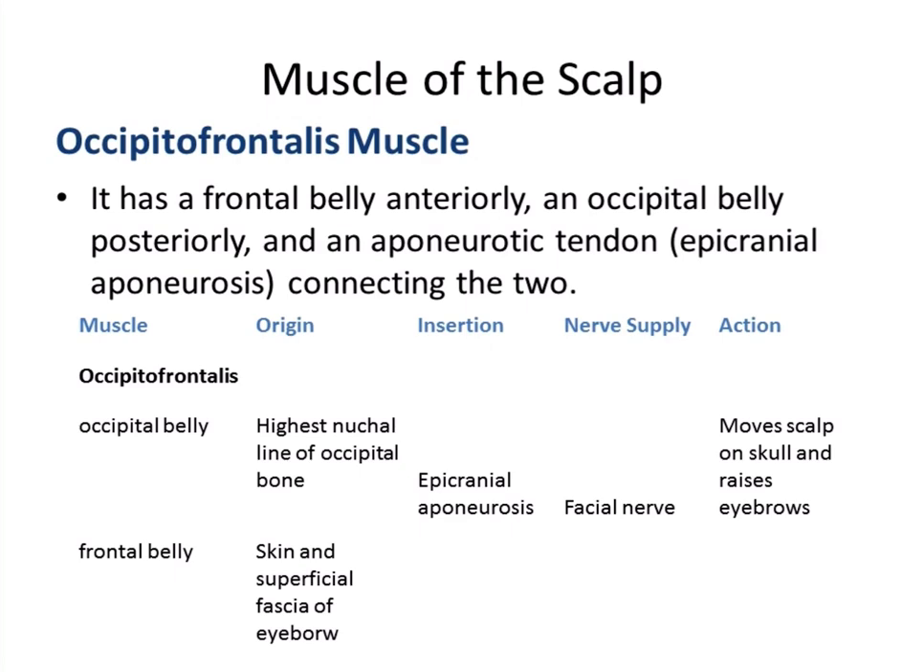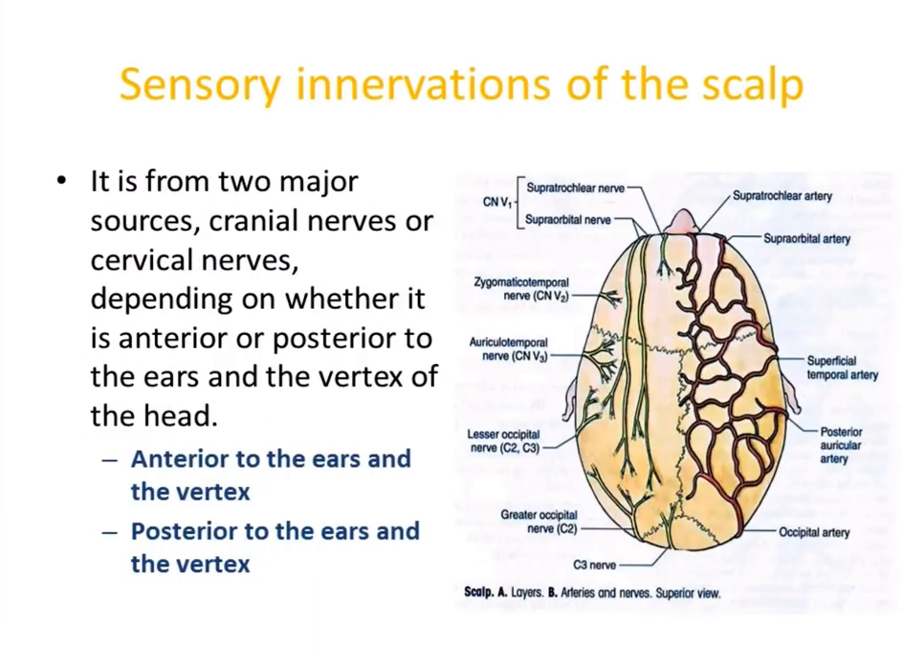Action of the occipitofrontalis: it moves the scalp on the skull and raises the eyebrows. The muscles of facial expression have their own lecture. We are going to discuss these muscles later in the next lecture. These muscles are responsible for facial expressions, and one of them is the occipitofrontalis. All the muscles of facial expression are supplied by the facial nerve.